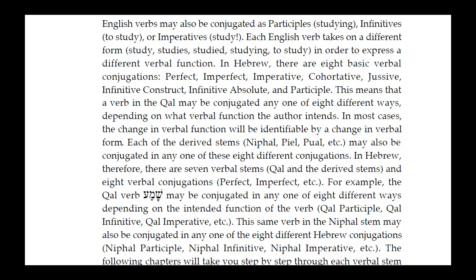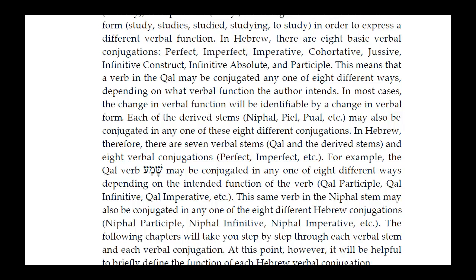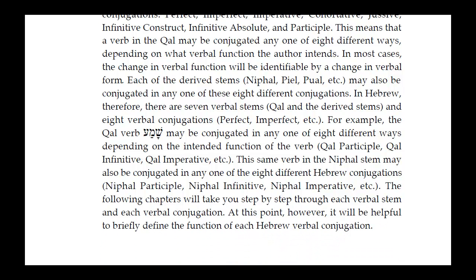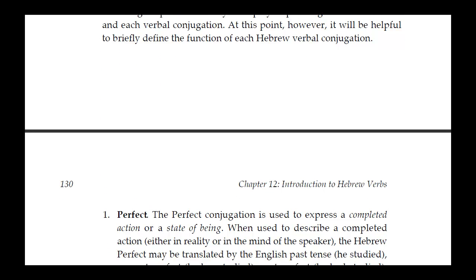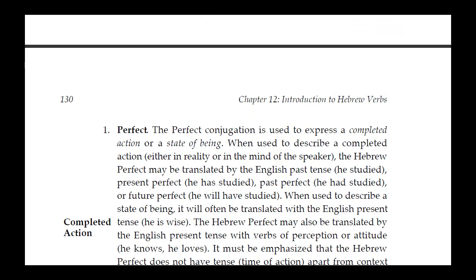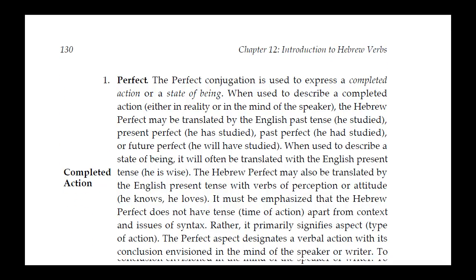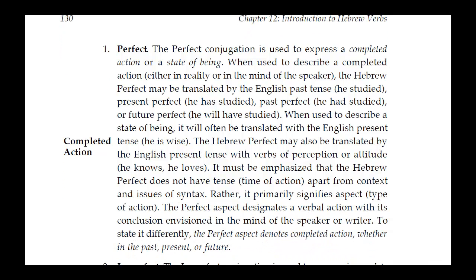It could be a Qal participle, it could be a Qal infinitive, it could be a Qal imperative, etc. The same verb in the Niphal stem may also be conjugated in the 8 different Hebrew conjugations: a Niphal participle, a Niphal infinitive, a Niphal imperative. So, you have all these different possibilities that are being used, but at this point, we're going to go through each one as we go through it. And that's the reason why we're going to spend a lot of time on the verbs. We're first going to go into the Qal stem, and then we're going to go into each derived stem and go through all its conjugations and usages.